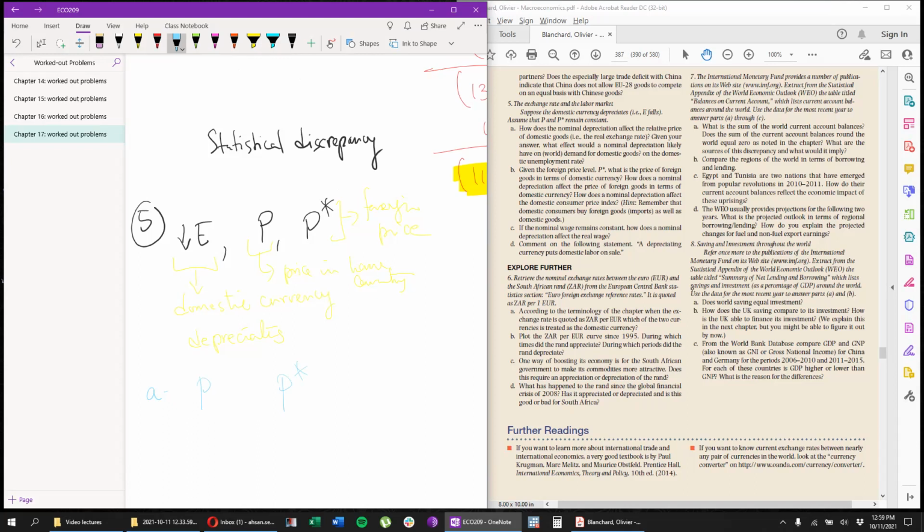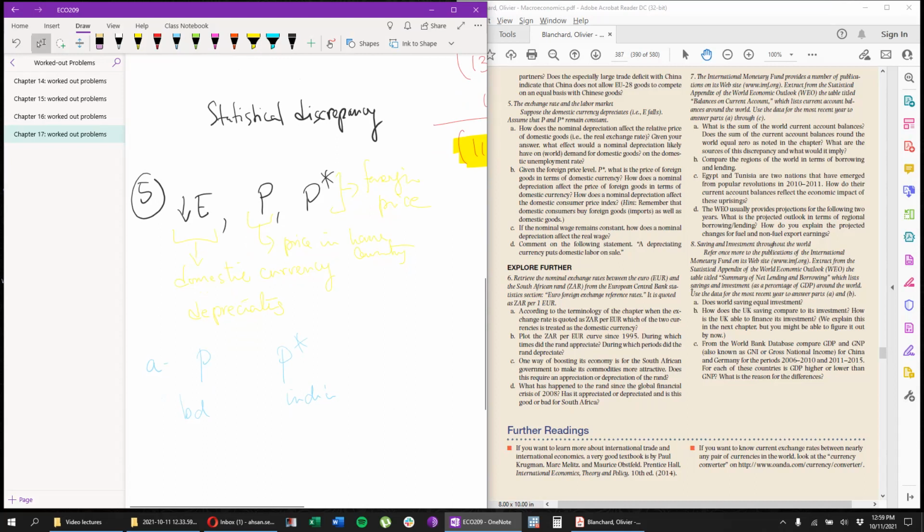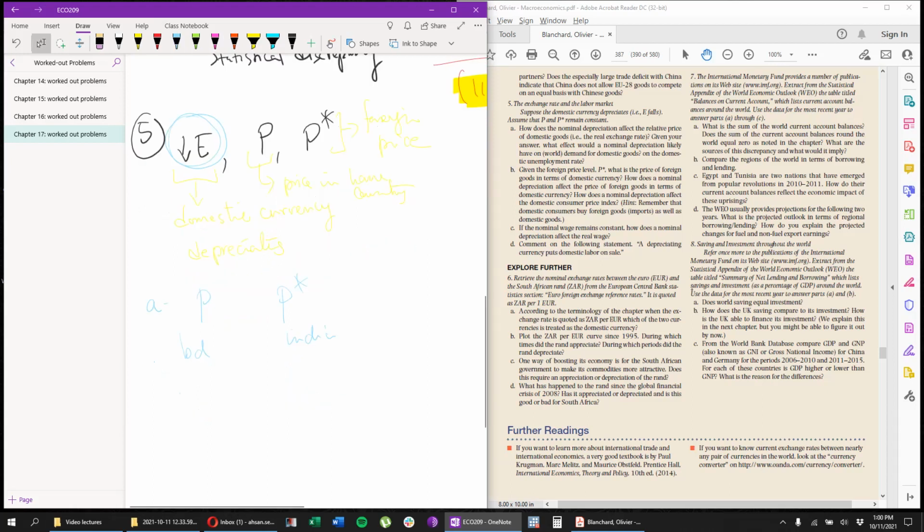Now, if our currency is becoming weaker, suppose we are thinking about Bangladesh and India, and the domestic currency is depreciating. That would mean that the relative price of domestic goods is falling.